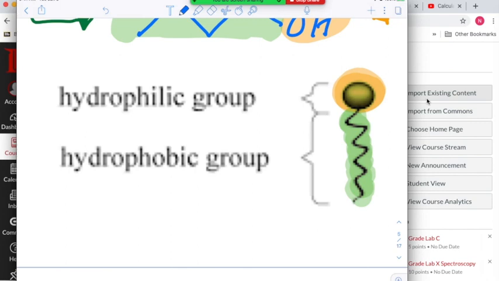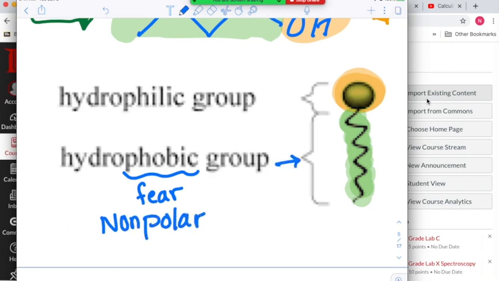So phobic, and I know the font isn't very clear now that I've zoomed in, I apologize. Phobic means to fear. So hydrophobic groups are afraid of the water. They do not mix well with the water, and that is because they are nonpolar. And that is this right over here that's colored in green. So that zigzag there is a carbon group. It is a nonpolar group, and it wants nothing at all to do with the water.